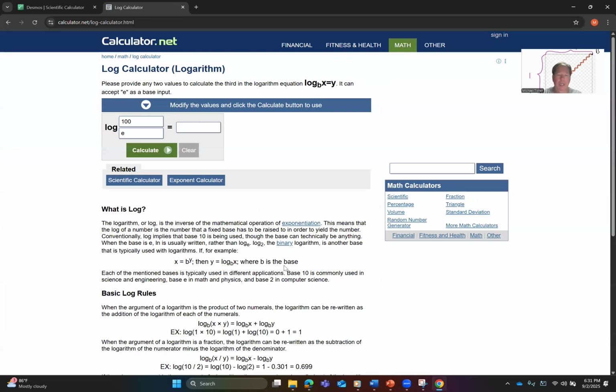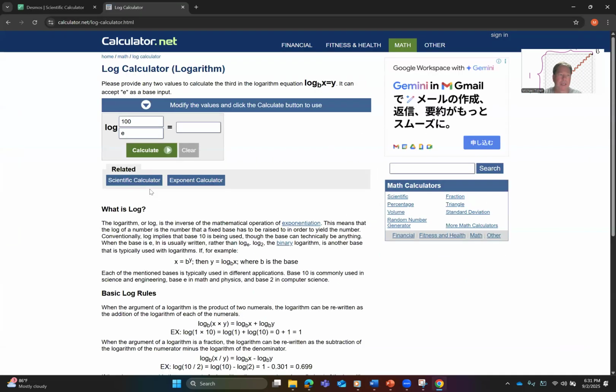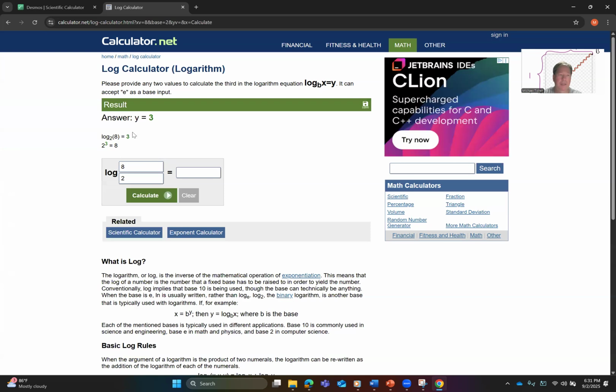All right, so let's see what we have to put in here. Log to the base 2 of 8. So we'll put 8 right here at the top, and we want the base to be 2. And then calculate. It tells us right away the answer is 3. And it even tells us the reason why. So log to the base 2 of 8 is 3.